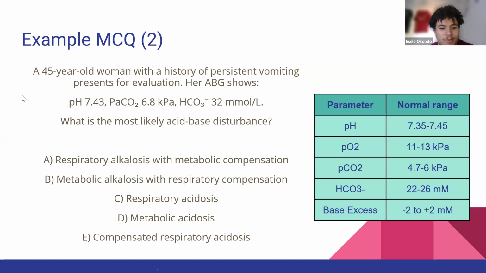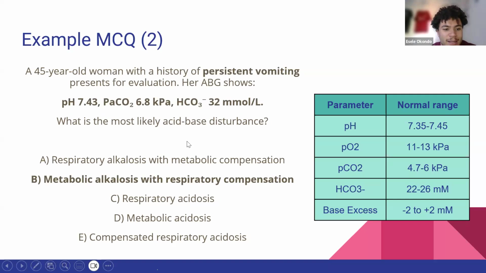Okay, well done. So all of you that answered got that one right. That one was a metabolic alkalosis with respiratory compensation. So to go through this question, we have a high pH. Well, no, it's high normal. We have a high normal pH. We have a CO2 of 6.8, which is high, and we also have bicarbonate, which is high.